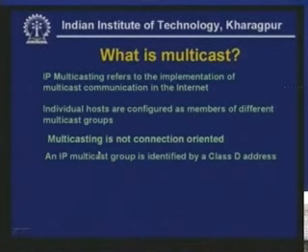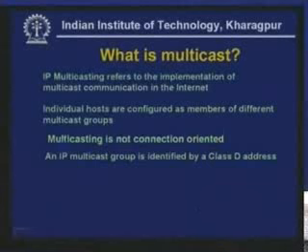So IP multicasting refers to the implementation of multicast communication in the internet. Individual hosts are configured as members of different multicast groups. Multicasting is not connection oriented. An IP multicast group is identified by a class D address. So these are the general parameters.